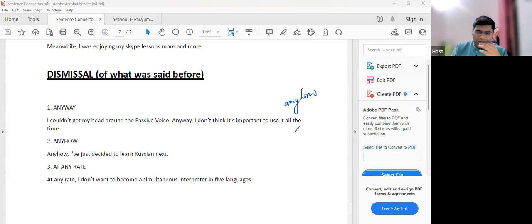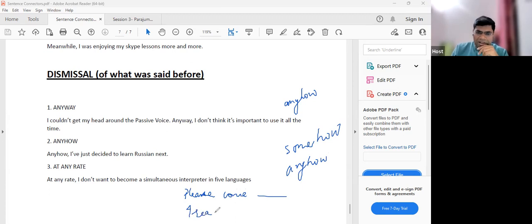I reached there anyhow. I reached there somehow hoga. You have to come anyhow. This is also very interesting. Somehow and anyhow. Please come. Anyhow या somehow. I reached there. Anyhow या somehow.